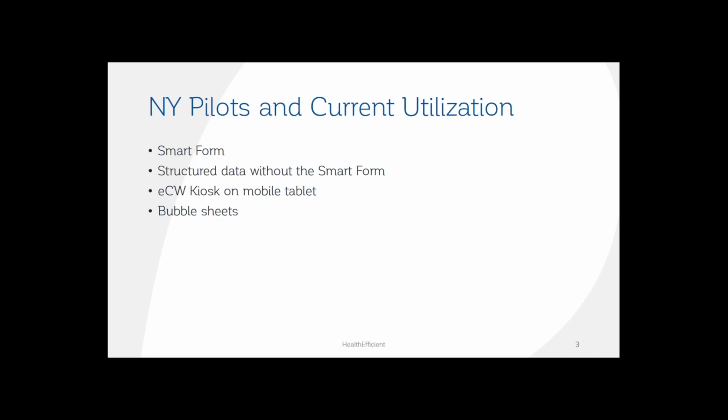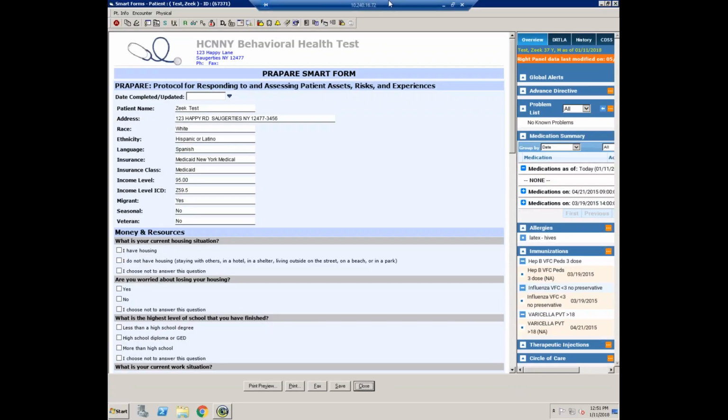So let's take a moment and switch over. I just want to show you what the PRAPARE Smart Form looks like. On the PRAPARE Smart Form, the top portion is all pulled in, with the exception of this date completed field. So you can pretty easily pick today's date. That just helps us keep track of when the patient took the form. The demographics, patient name all the way through veteran, comes from demographics. So this is not something they're going to type. It's going to pull in from my patient.